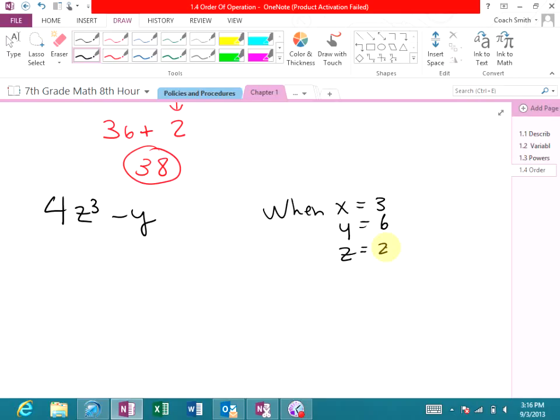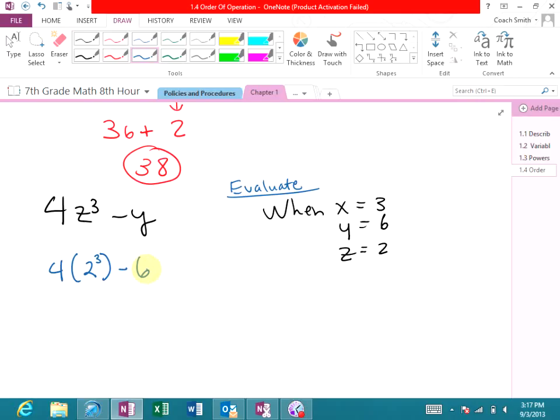Now, so it says to evaluate, okay? So that means we plug in the values for the variables. So that gives me 4 times 2 to the third minus 6. Wait, how does the 2 become a parentheses? Yeah. Huh?